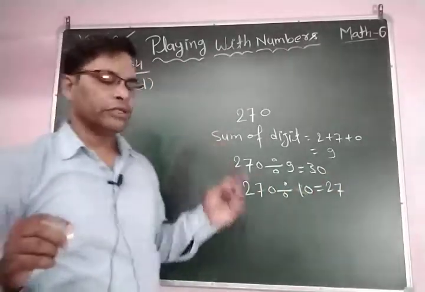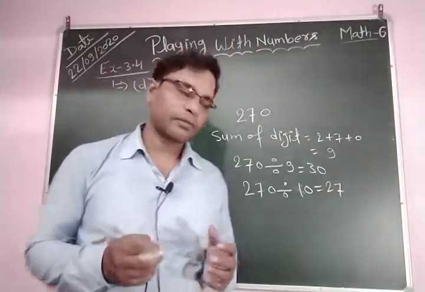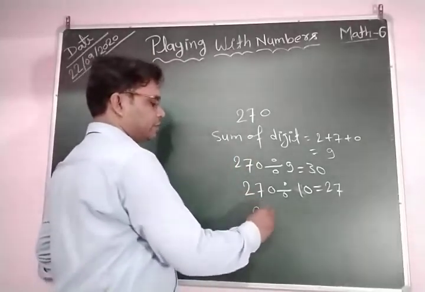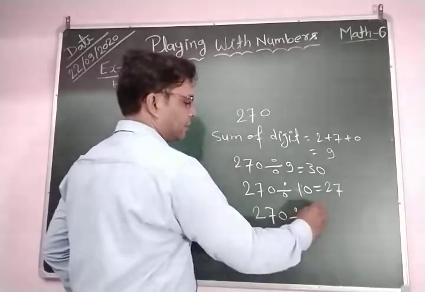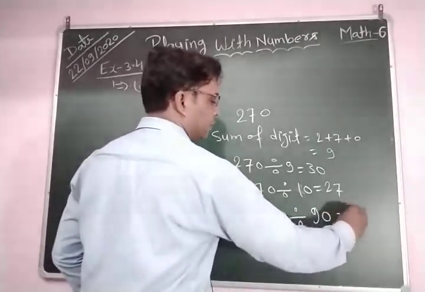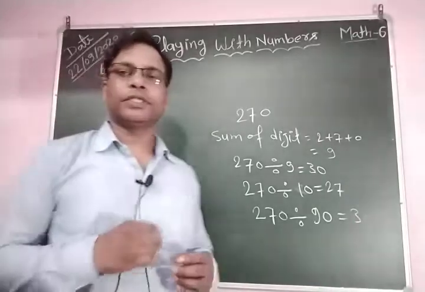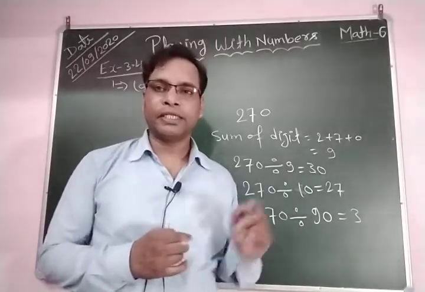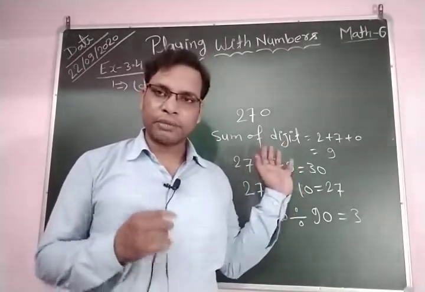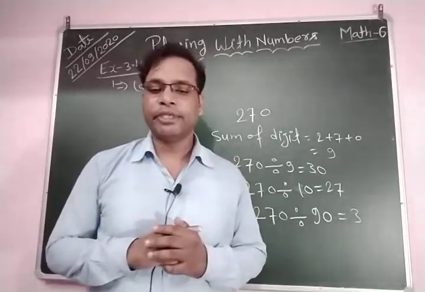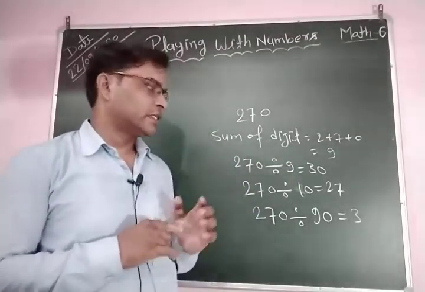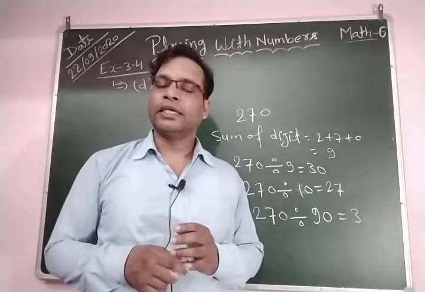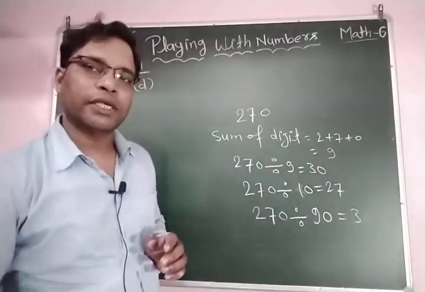So this number 270 is divisible by 9 and 10, but we are trying to find whether it is also divisible by 90 or not. So 270 divided by 90, how many times? 3 times. So in this way you can say if a number is divisible by 9 and 10 both, then that number is divisible by 90. On the basis of these examples, the given statement is true, but we verify with another example.